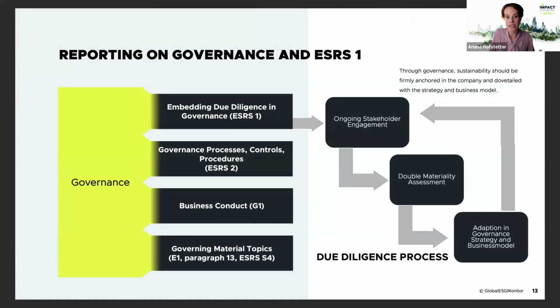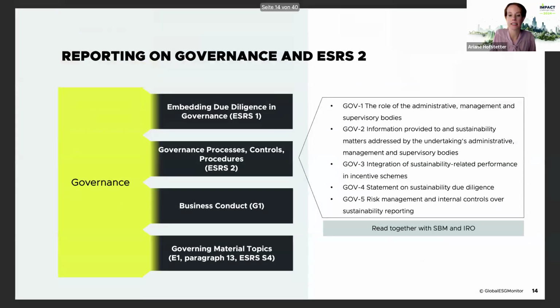In ESRS 1, governance disclosures are linked to due diligence, and it states that due diligence is an ongoing process which helps the companies to identify, prevent, mitigate, remediate, and account for the actual and potential negative impacts on the environment and people, and how they are associated with their business activities, and how they integrate this into their companies using governance structures and governance processes. You will find this topic of due diligence again when we look at ESRS 2.